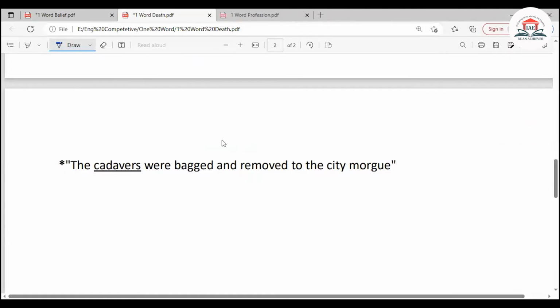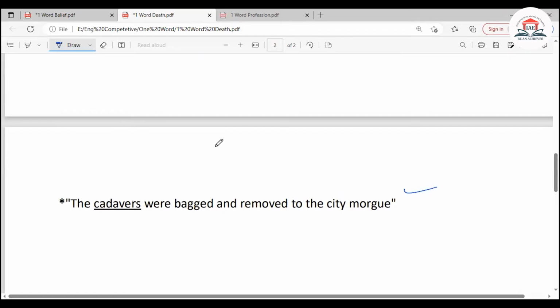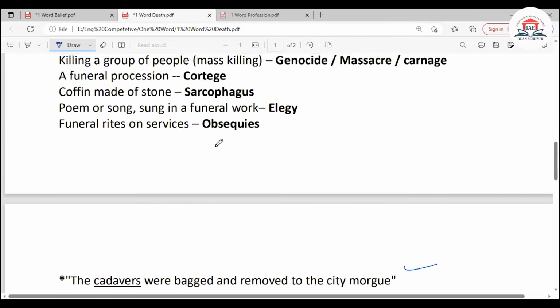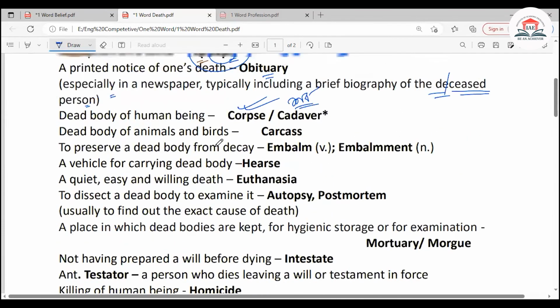The cadaver were bagged and removed to the city morgue. Cadaver मतलब कि लाश को क्या किया गया? इसको बैग के अंदर भर के उसको सिटी मॉग में शिफ्ट कर गया है. So this is just an example of the word cadaver. How can we use the word cadaver?